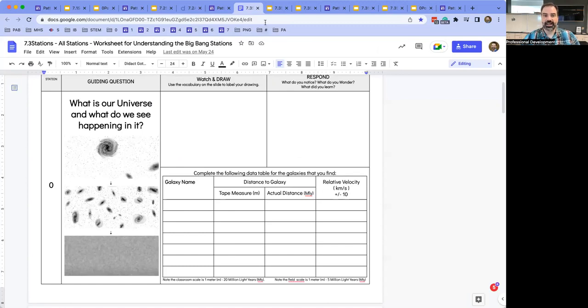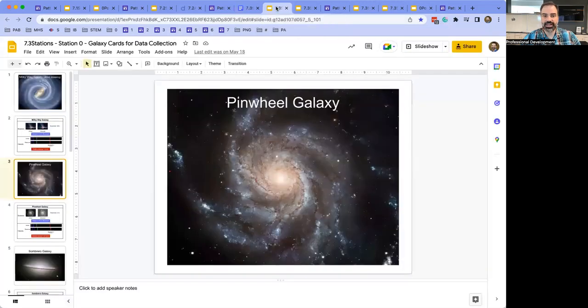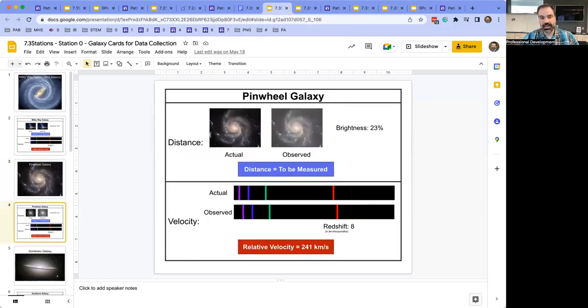They take data on galaxies and the distance and the relative velocity. How do we do that? Well, we have just these simple pieces of paper printed with a beautiful picture on front. Really try to get color if you can. And then on the back, they have to measure the distance. So they're still doing some actual measurement, and then they get information on the redshift and the relative velocity.